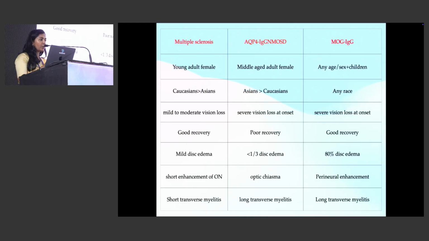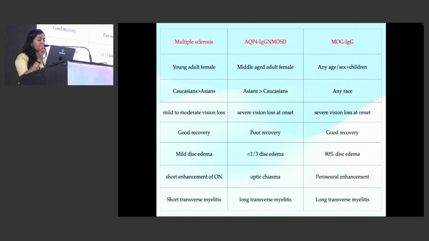As a typical optic neuritis, it causes mild to moderate vision loss in multiple sclerosis. But in MOG and NMO, it is severe vision loss at the onset. But there is good recovery with multiple sclerosis and MOG. ONTT says that even without treatment, the cases of typical optic neuritis with MS will improve. But NMO and MOG definitely require treatment, and MOG has a good recovery with IVMP. And typically MS is retrobulbar neuritis, but the other two can present with disc edema.